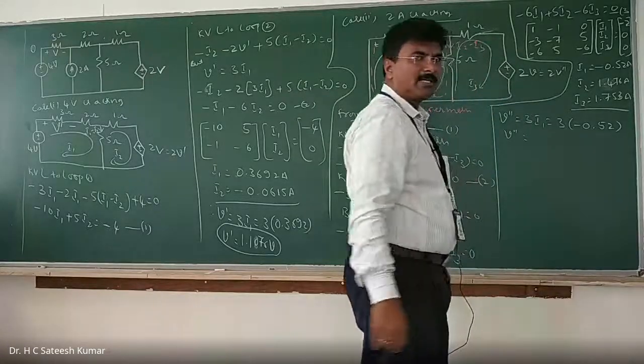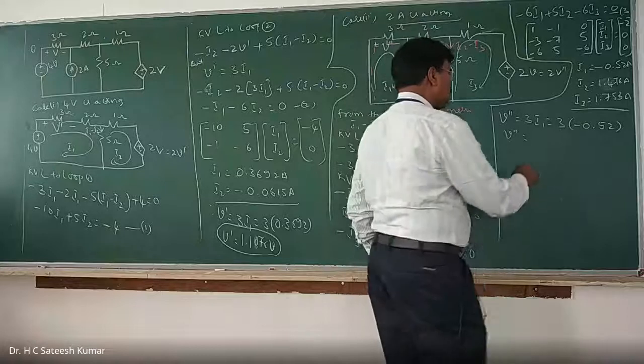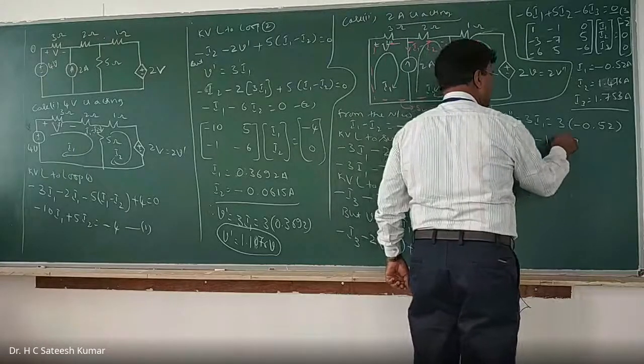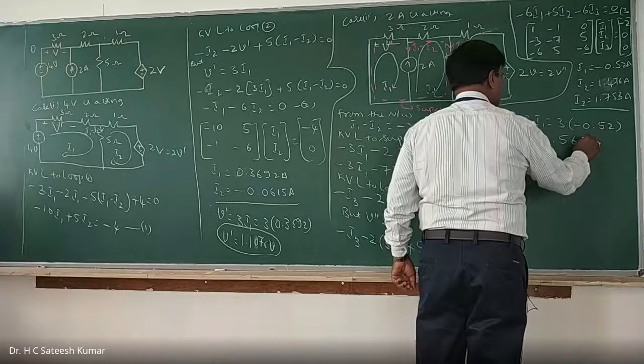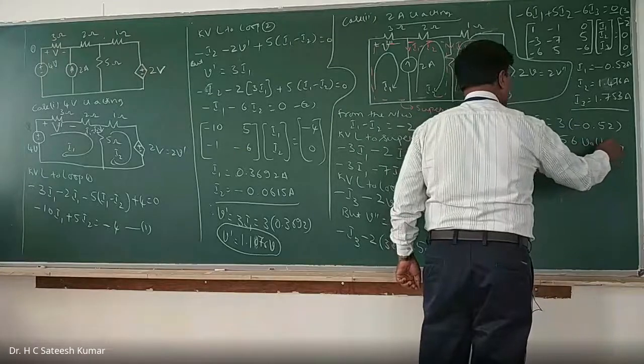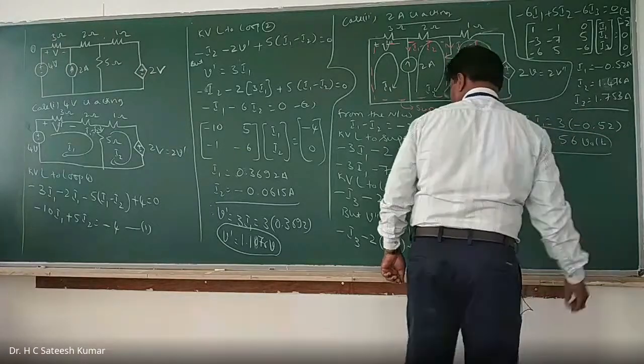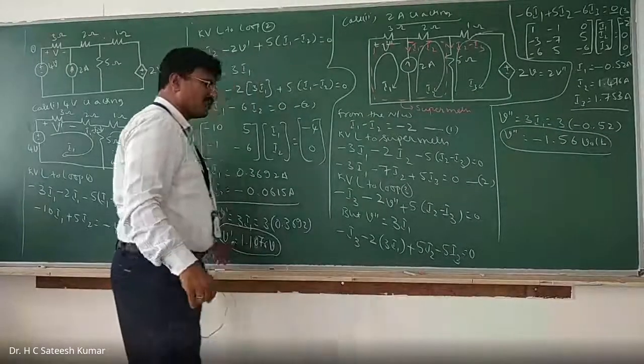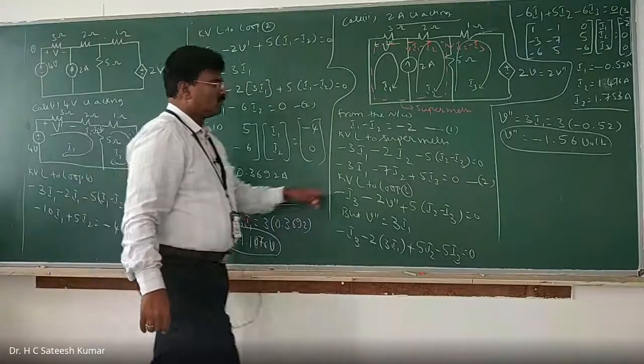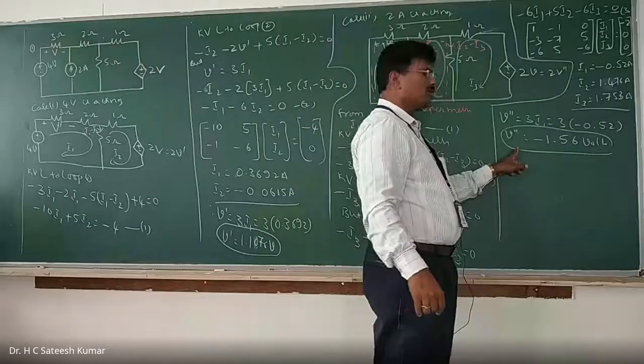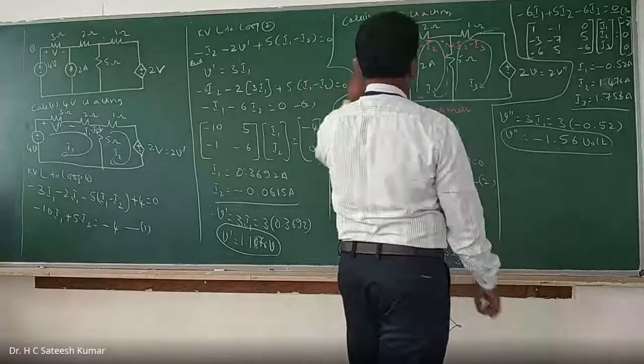V double dash is 1.1 minus 1.56 volts. Okay, now we got the response. This V dash is the response when the 4 volts source is acting. V double dash is the response when the 2 amps source is acting.